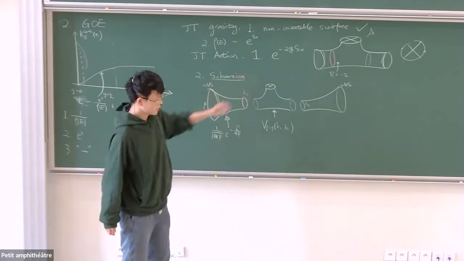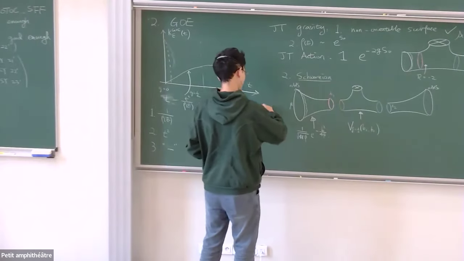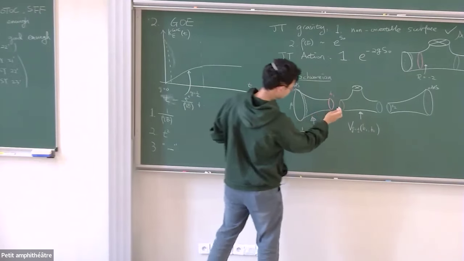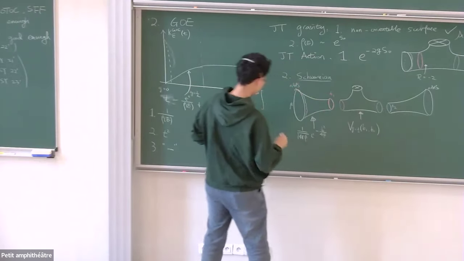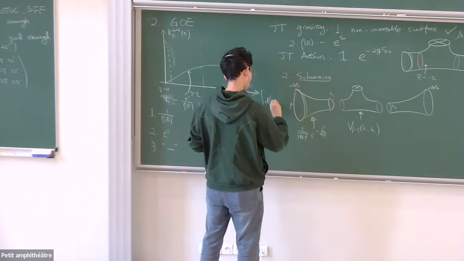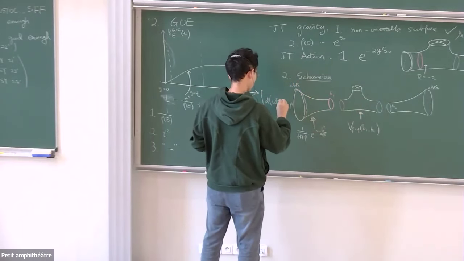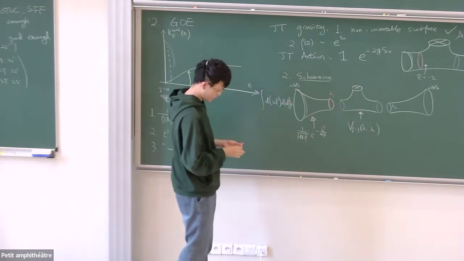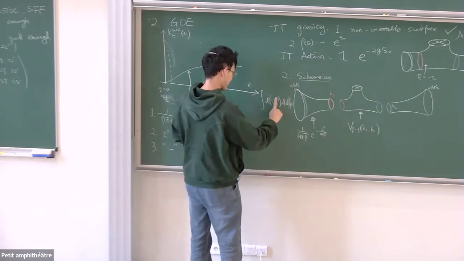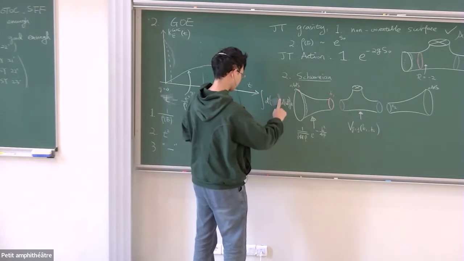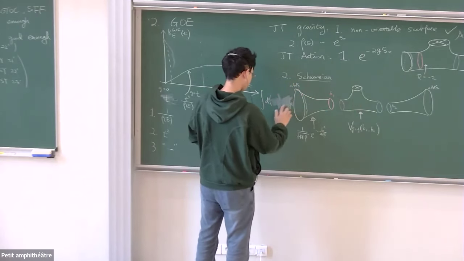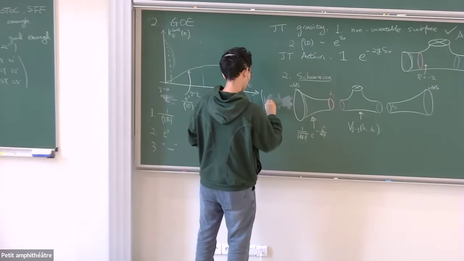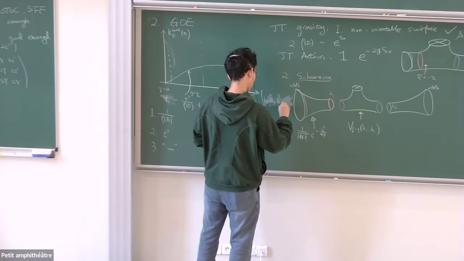And to compute that quantity in JT gravity, we just need to glue these three surfaces together along the blue circles, with some specific measure. And for hyperbolic surfaces, this measure is very simple. It's basically just D1 dD1, D2 dD2.